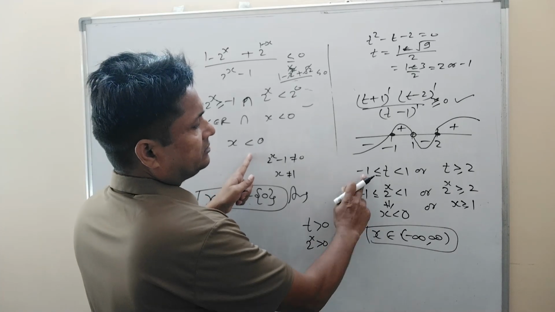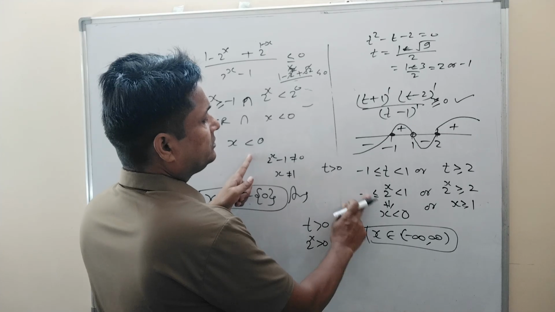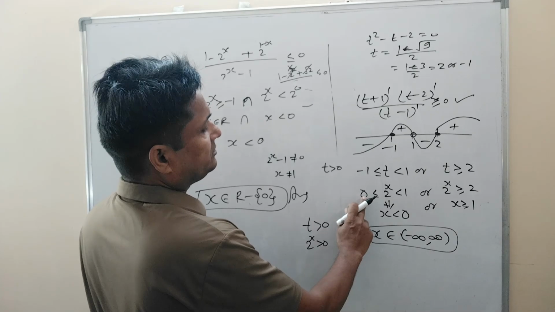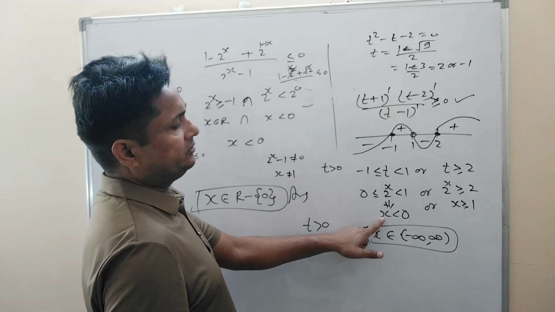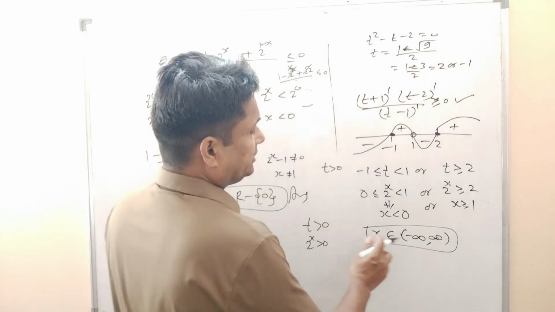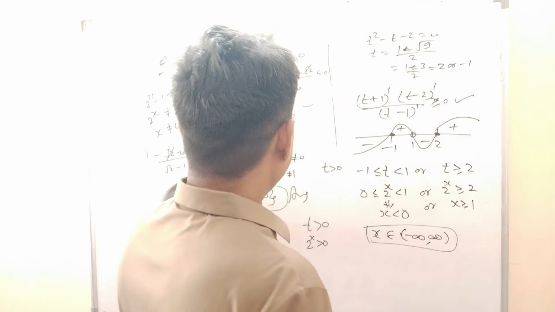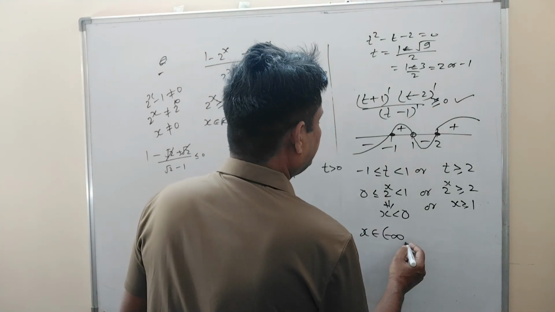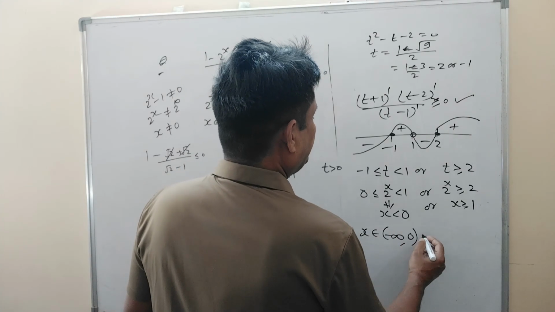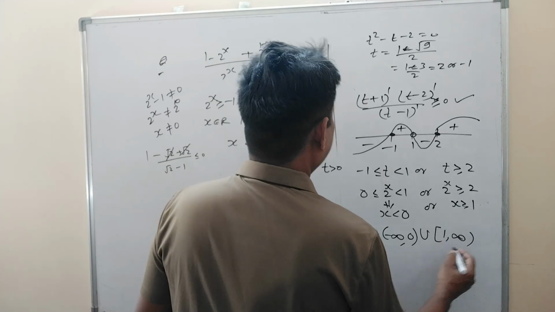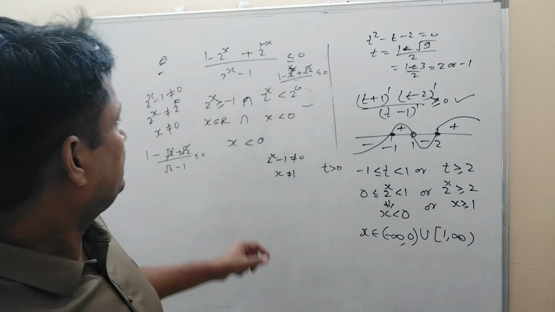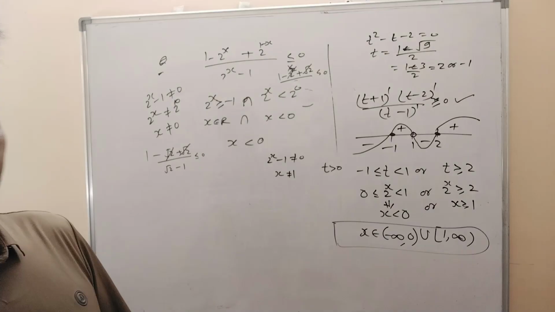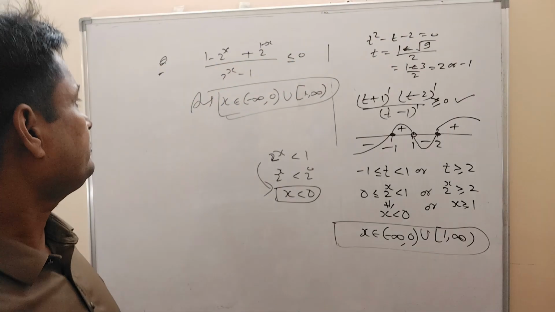Here t is greater than 0. So this can be written, and you can solve this here, as greater than or equal to 0. The answer will be x less than 0 and this one. Now take the union of these two. The answer will be -infinity to 0, union 1 to infinity. Right? So this is our final answer in this case. Verify this.